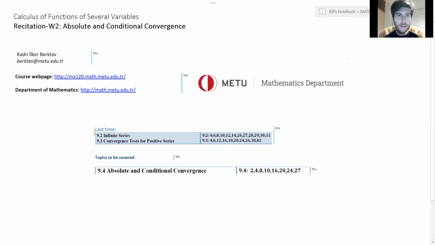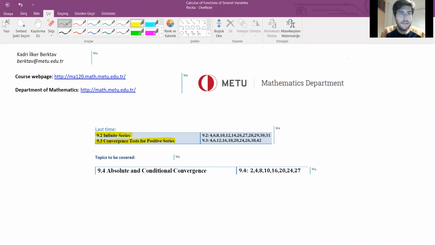So if you remember, last time we discussed infinite series, and also we discussed convergence tests for positive series. But today we will deal with more on series, and we will focus on the concepts of absolute and conditional convergence. Okay, so let's see.